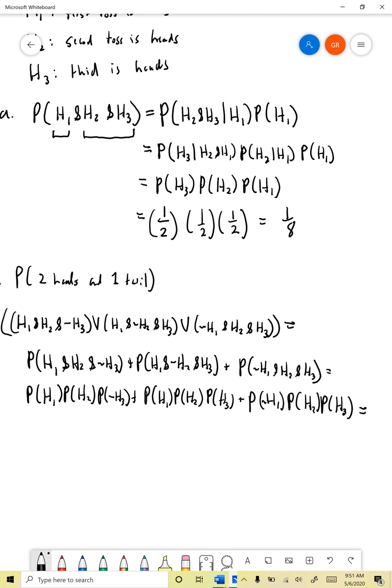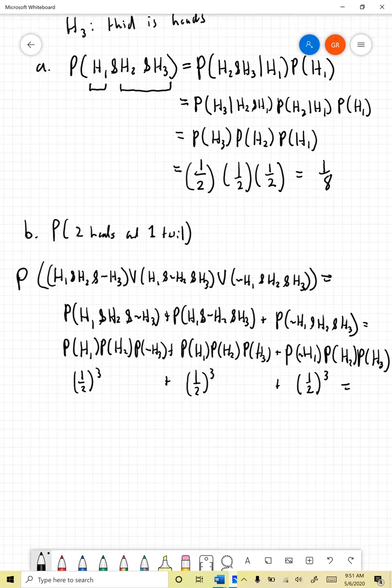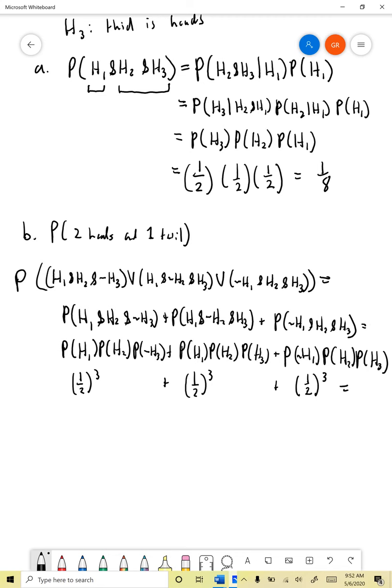Now, we know that the probability of any particular toss going heads or going tails is 1/2, no matter what. So these are all going to be 1/2 cubed, 1/2 times 1/2 times 1/2, plus another 1/2 cubed, plus another 1/2 cubed. Now, 1/2 cubed is just 1/8. So this is really 1/8 plus 1/8 plus 1/8, which is 3/8.